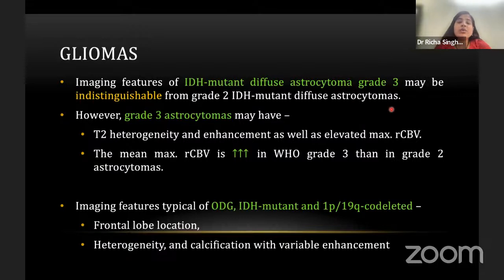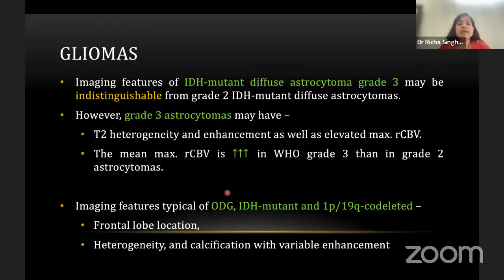Grade 3 and grade 2 lesions don't have so much difference on imaging, but if a lesion is showing hemorrhage, somewhat of necrosis, not much necrosis, some minimal to moderate enhancement, then the lesion would be graded as grade 3. Even on imaging, we can write the diagnosis as grade 3 astrocytoma. And the tumor will be heterogeneous as compared to the homogeneous tumor I showed you previously. If we do perfusion imaging, the blood volume within the tumor will be very high, higher as compared to the grade 2 tumors.